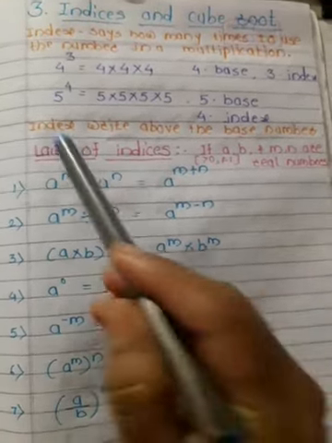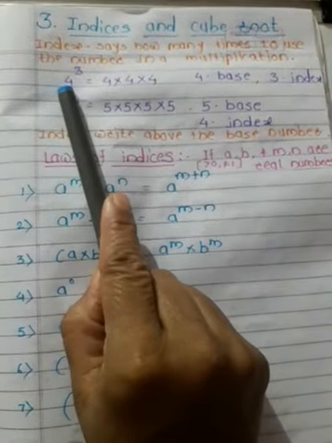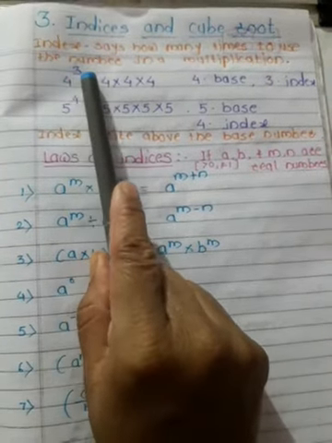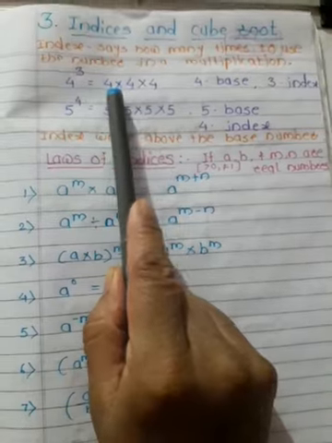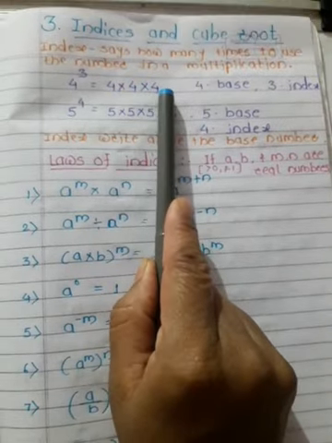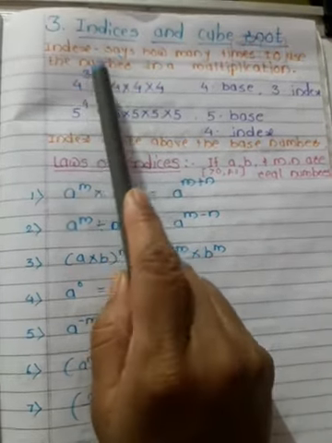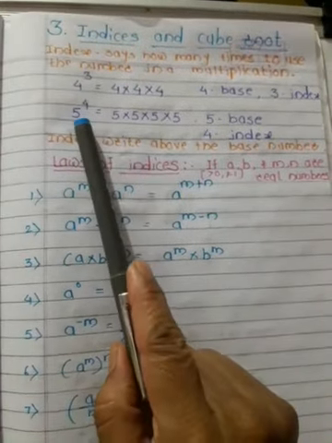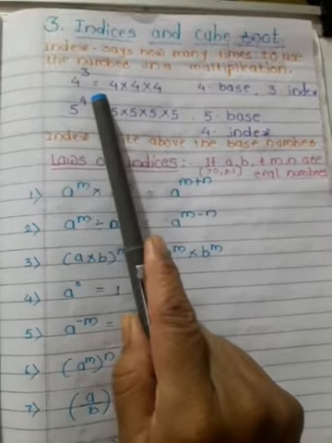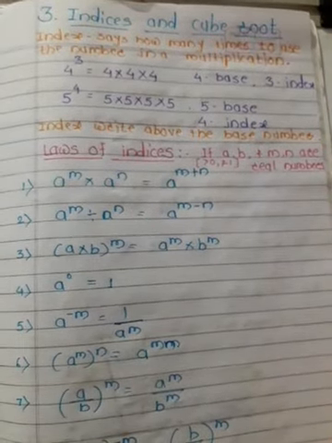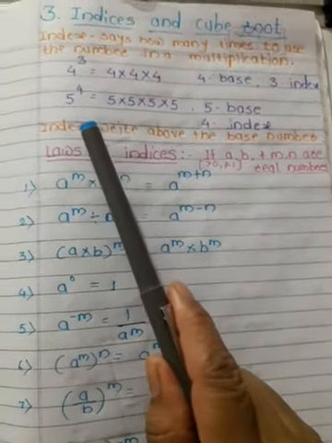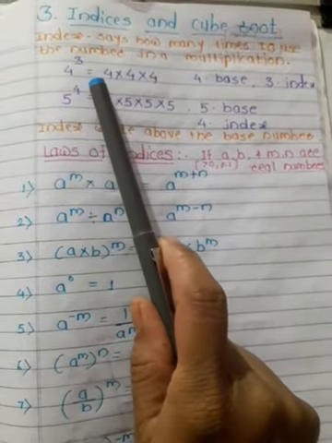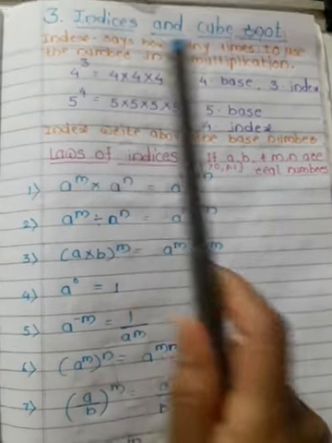Now see this example. 4 raised to 3 is equal to 4 into 4 into 4. Here 4 is the base and 3 is the index. In another example, 5 is the base and 4 is the index. Okay, this means we always write the index above the base.